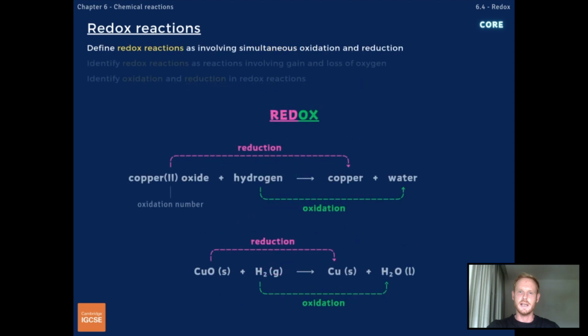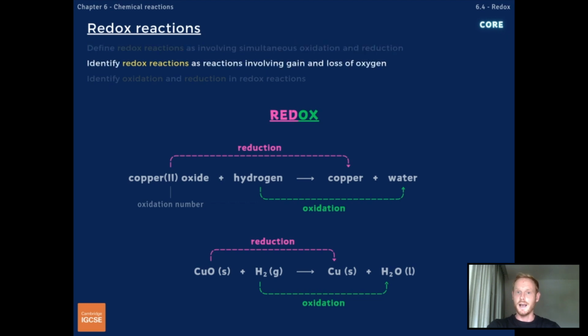Now, oxidation and reduction often occur simultaneously in a reaction. Such reactions are referred to as redox reactions. The RED stands for reduction and the OX for oxidation. For example, when copper(II) oxide reacts with hydrogen, the copper(II) oxide is reduced because it loses oxygen, and hydrogen is oxidized because it gains oxygen. This reaction is classified as a redox reaction because it involves the simultaneous loss and gain of oxygen.